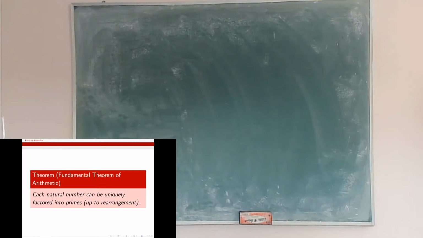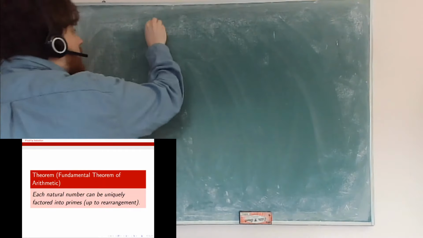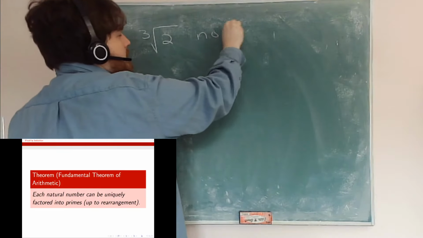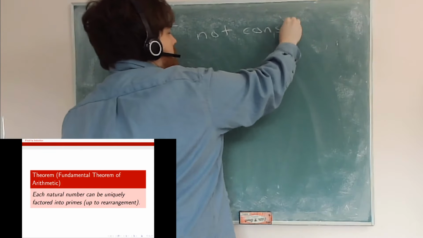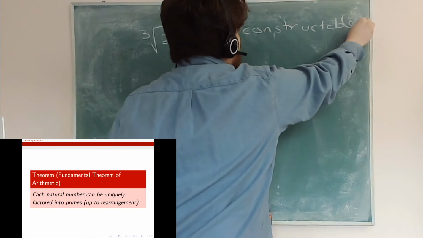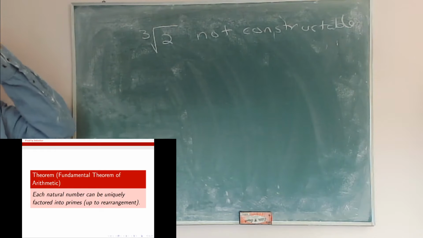The last thing I want to do, which I didn't have up here on the PowerPoint, is show one more proof by induction, and that is I want to show that the cube root of 2 is not constructible. Now, I haven't used this word before, constructible. What does that even mean?